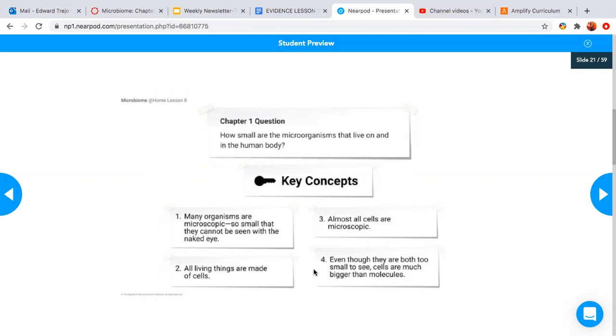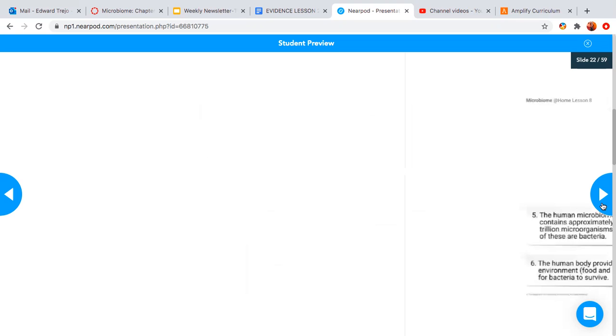And then finally, key concept number 4 for chapter 1 stated, even though they are both too small to see, cells are much bigger than molecules. If you need to pause this video to read through those again, feel free to go ahead and do that.